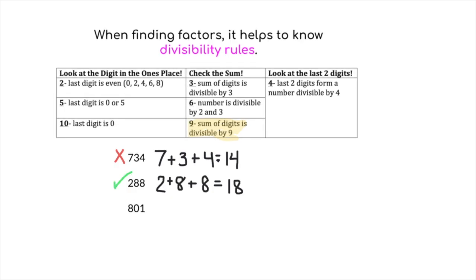And let's take a look at one more example. We have 801, so that would be 8 plus 0 plus 1, which is 9. And 9 is definitely divisible by 9, so 801 is divisible by 9.